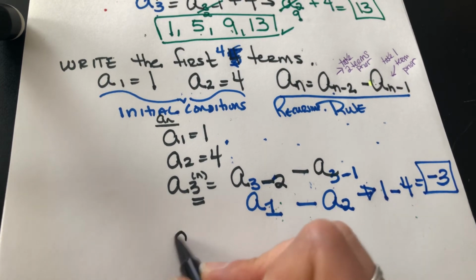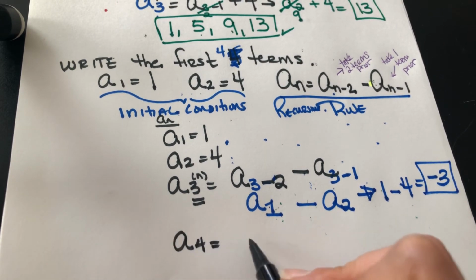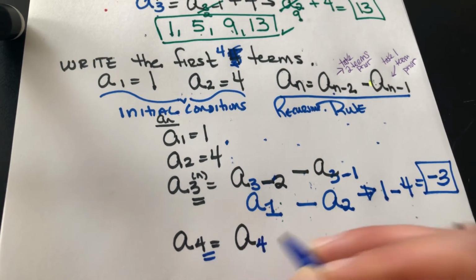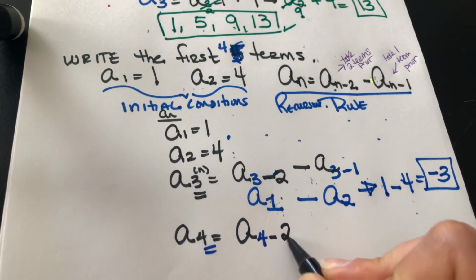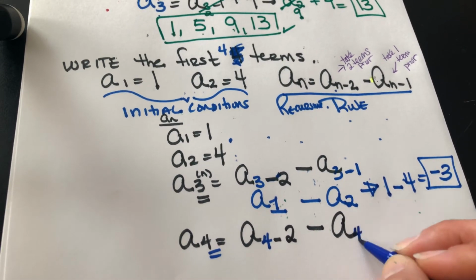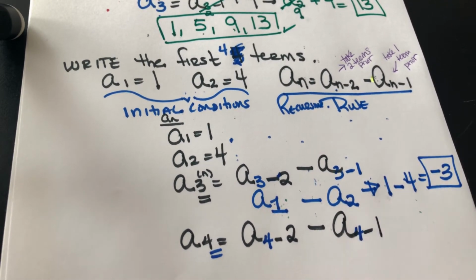Okay, watch again. Now I want the fourth term. Okay, so again, I'm going to substitute wherever I see an n. 4 minus 2 minus A of 4 minus 1.